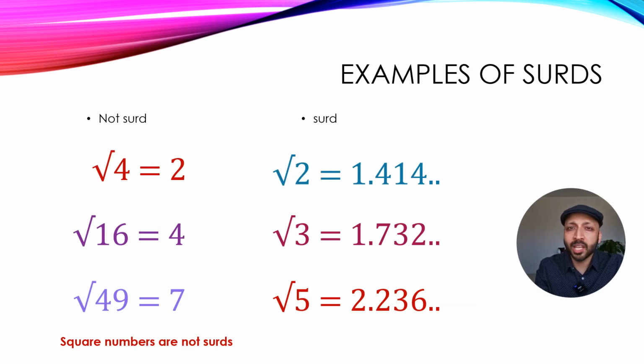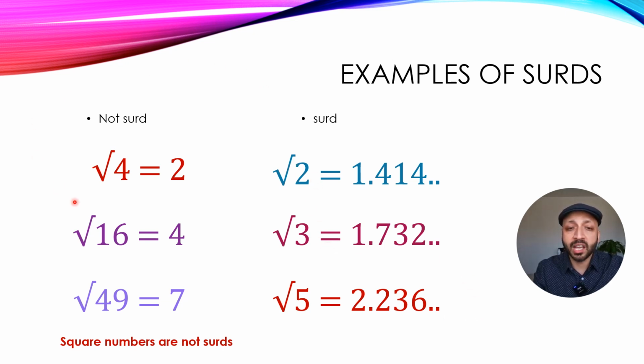So some numbers cannot be written as exact decimals or fractions. Roots that cannot be written as exact decimals are called surds. So here you could see some examples. Square root of 2 is equal to 1.414, and the number keeps going. You got square root of 3, 1.732 dot dot. Square root of 5 equals 2.236, and the number keeps going.